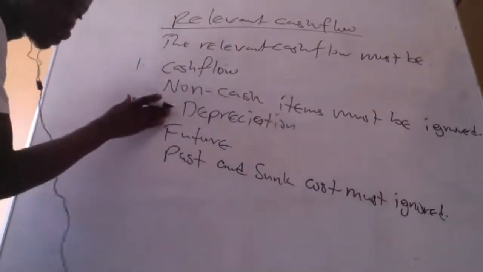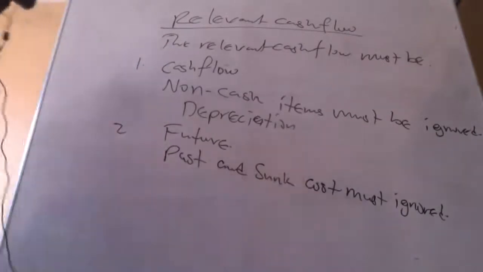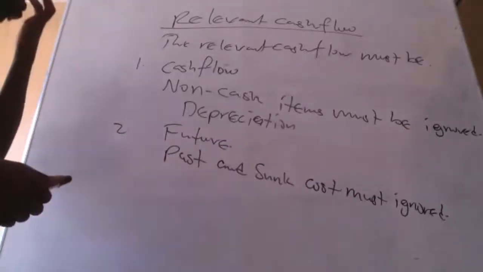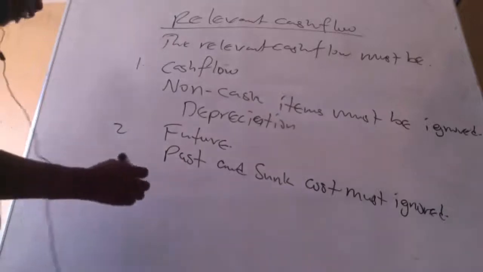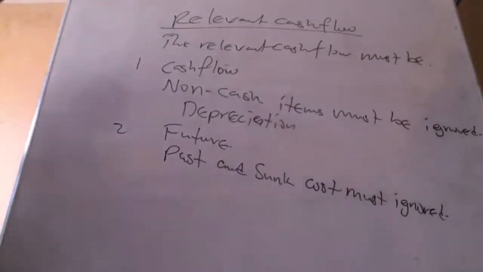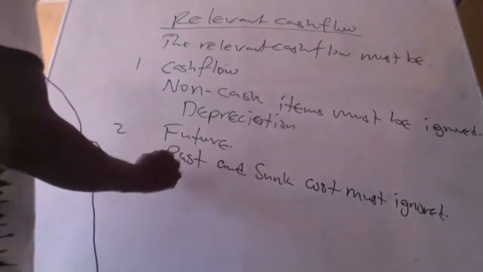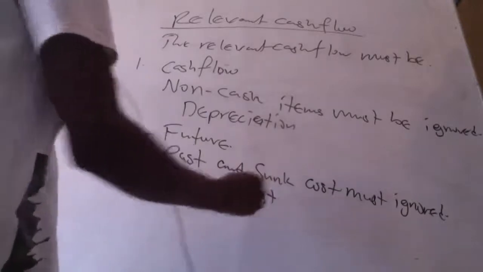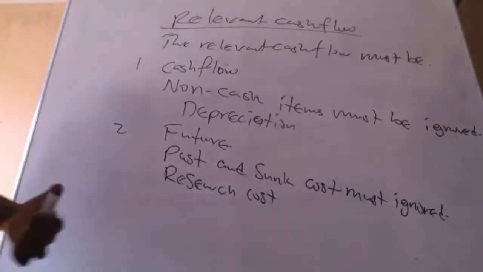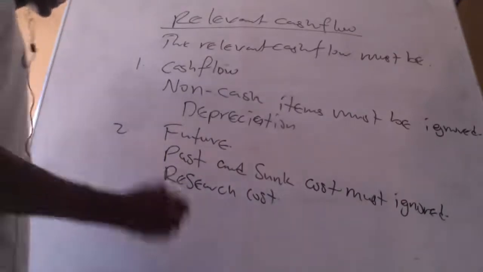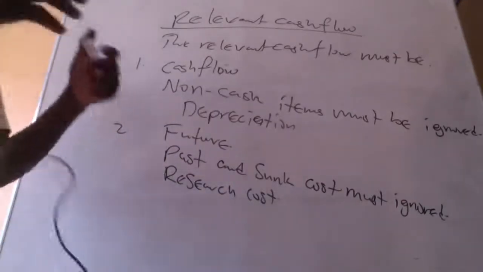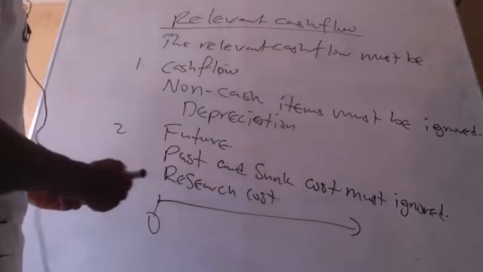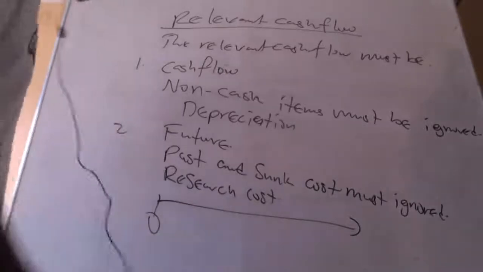Under the previous point we used depreciation. Over here we're going to use past and sunk costs. So you should know examples of past and sunk costs. One, research costs. Research and feasibility studies, or any cost that has already been incurred, a cost that you've already incurred. For instance, we are now at year 0, analyzing whether we should accept the project or not.